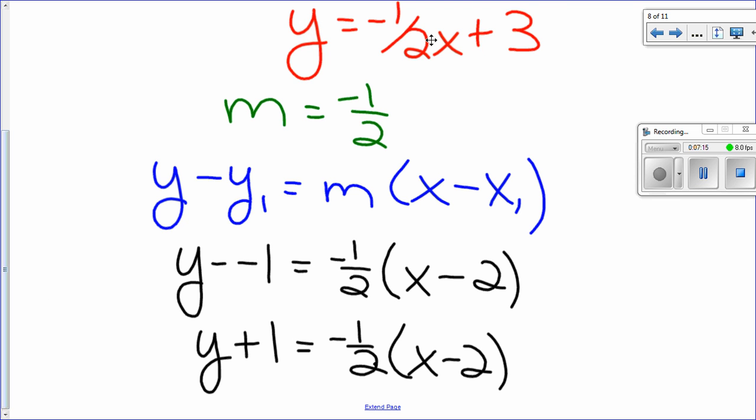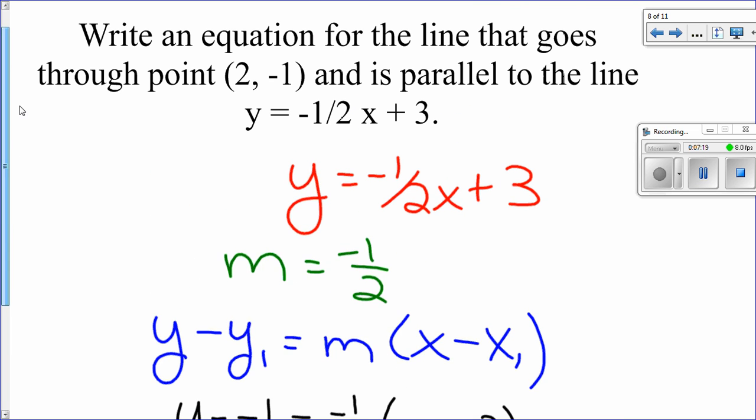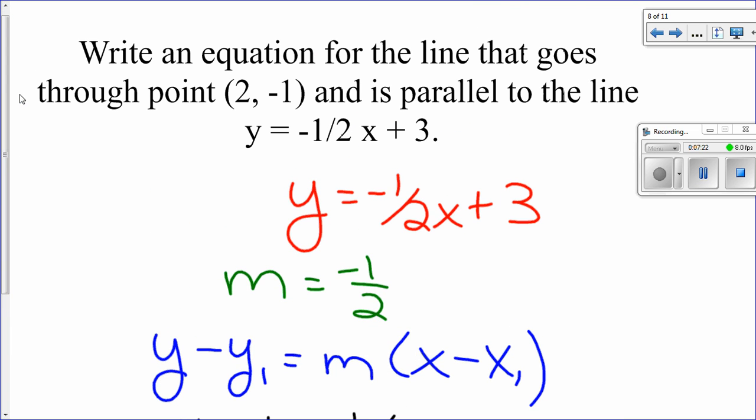Keep it simple. Don't make more work for yourself. If it doesn't say or stipulate exactly what form you need to be in, pick the easiest one. Keep it simple.